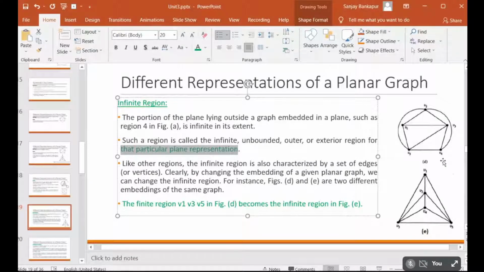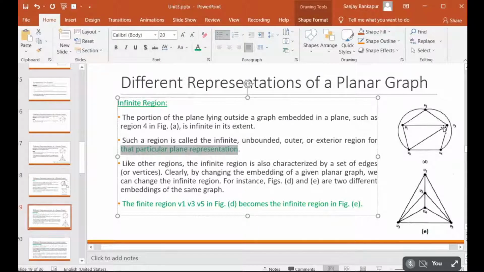Means two different plane representations, represented on a plane, right? So two different representations of the graph. If we look closely at the vertices v1, v3, and v5 in the upper graph, the region which is inside v1, v3, v5 is a region. It's not an infinite region. It is just a region.